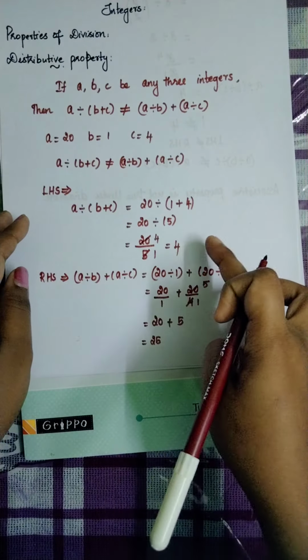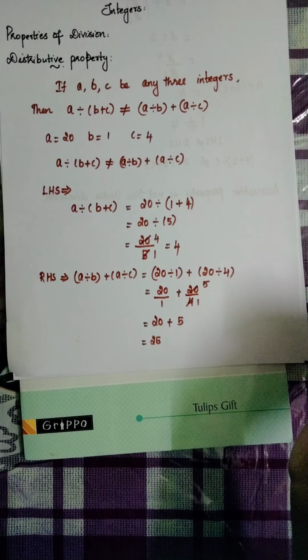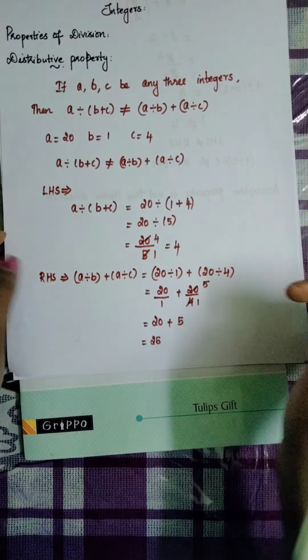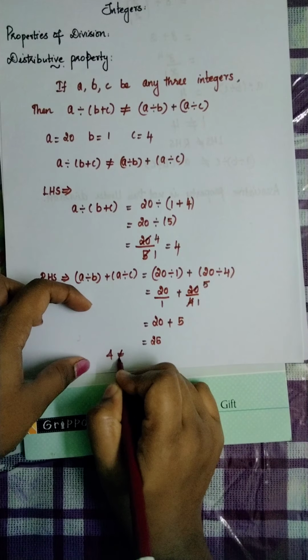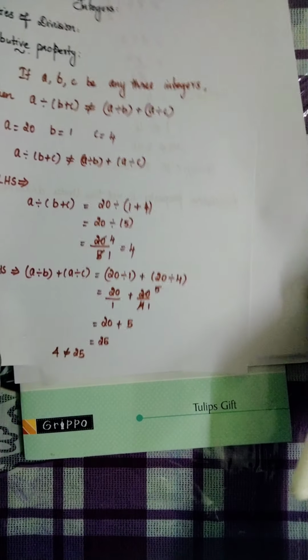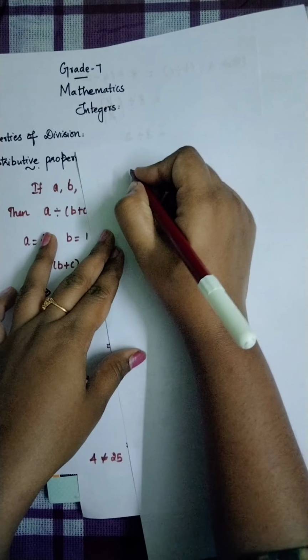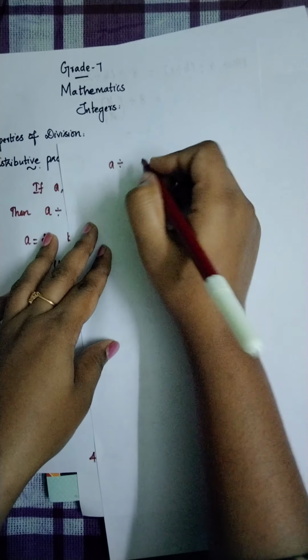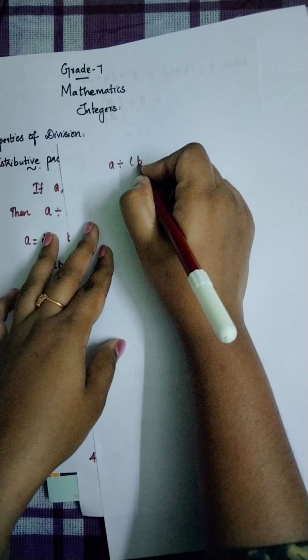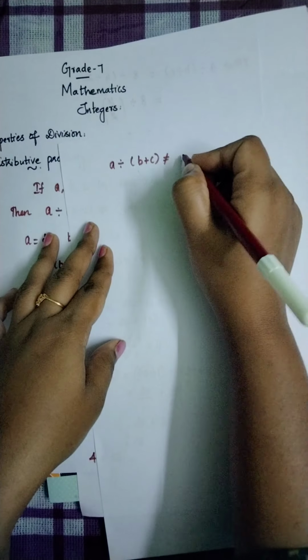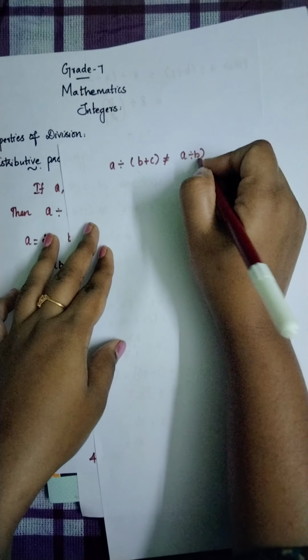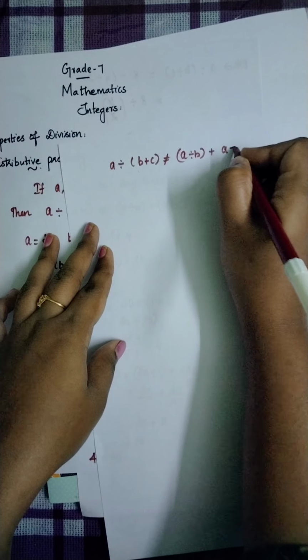Our left side answer is 4. Whether both the answers are the same? 4 and 25 are same? No, it is not same. So 4 is not equal to 25. We have found that a divided by (b plus c) is not equal to a divided by b plus a divided by c.